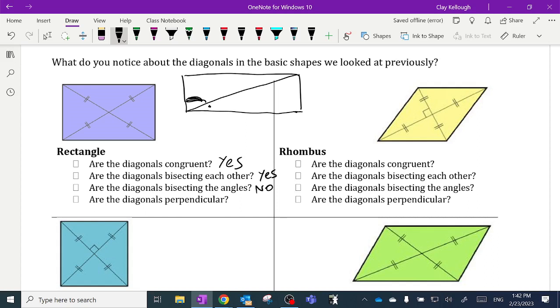Then for the last one, are the diagonals perpendicular? Which means, do they meet in the middle at right angles? Do those look like right angles to you? No. So that's a no.